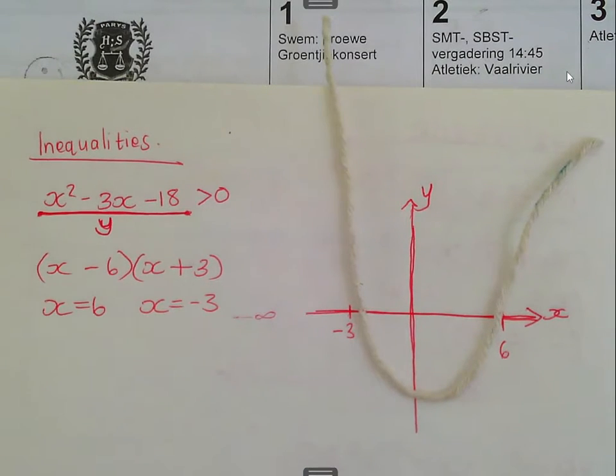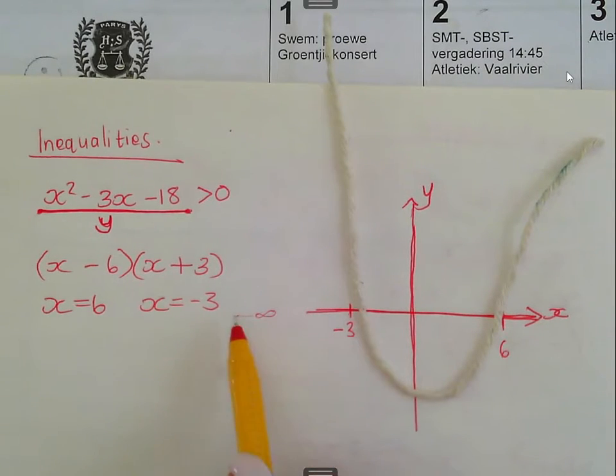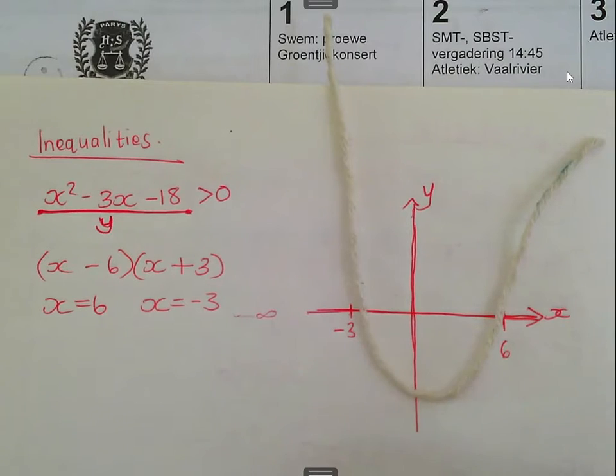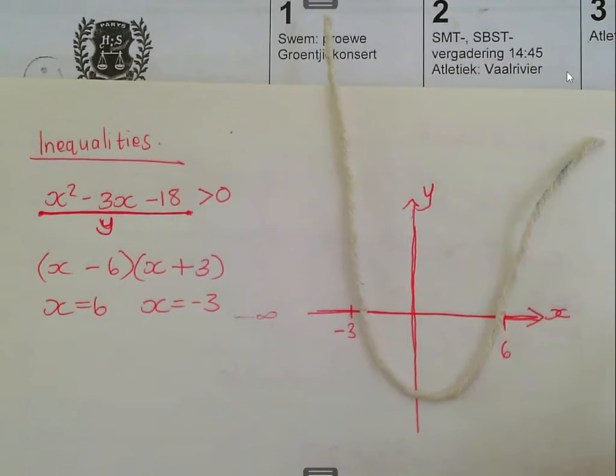So can you answer my question now? Where is this function greater than 0? It's going to be from negative infinity to negative 3. And then from 6 to positive infinity. That's easy enough, no? Now we must just write it correctly.